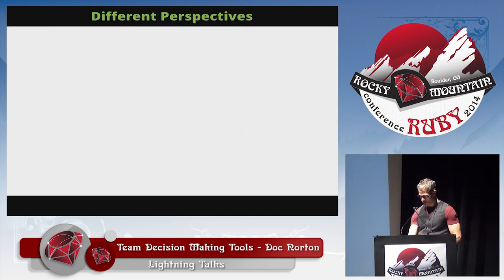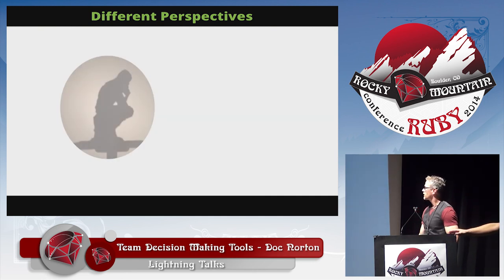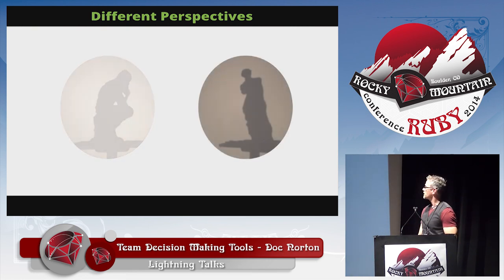The challenge is that even with all those different personality types, we also have different perspectives. You see through your own filter. So if you look at this, you know exactly what figure creates that shadow. If you look at this, you know what figure creates that shadow, right? Those are through your filters. You're wrong.